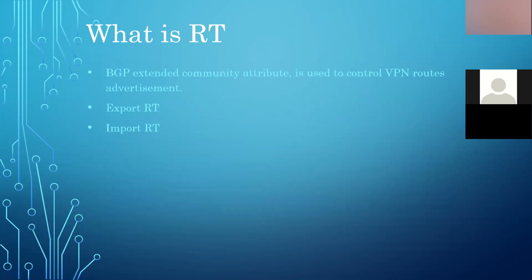And there is this route target, and it's a BGP extended community attribute, but it is used to control the VPN routes because it's part of the MP-BGP, which is the control plane of the MPLS. It has this export route target and import route target. By default, both are enabled, that means on both sides, export and import. So when we use this VPN target or route target, both will be enabled by default.